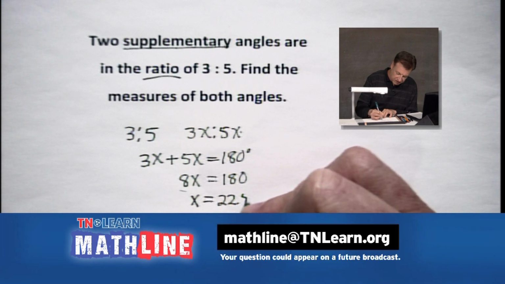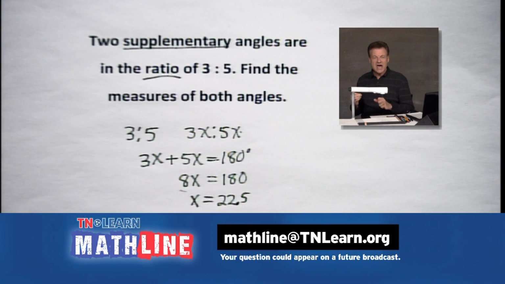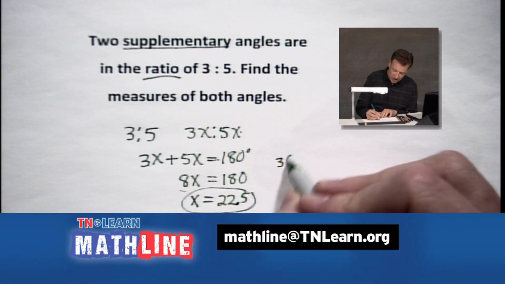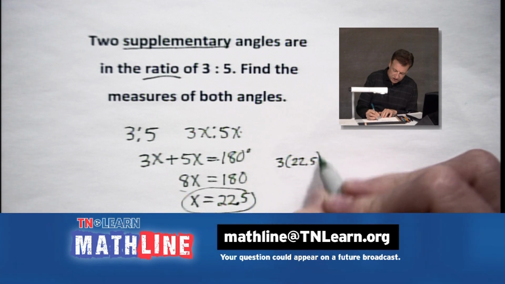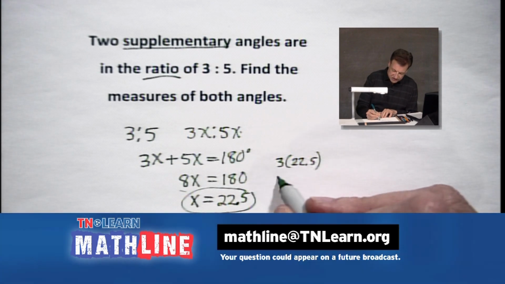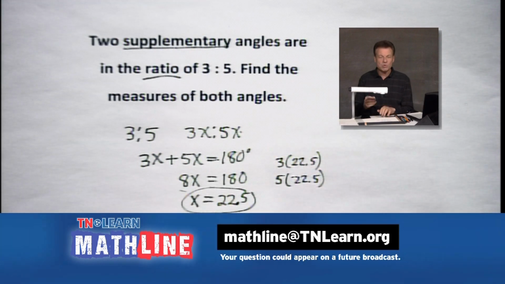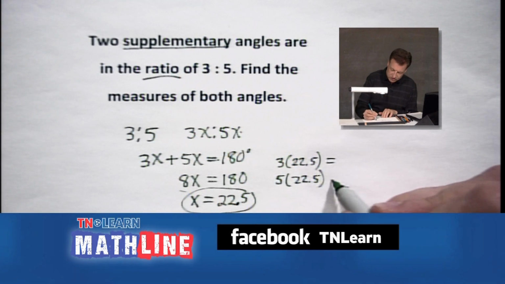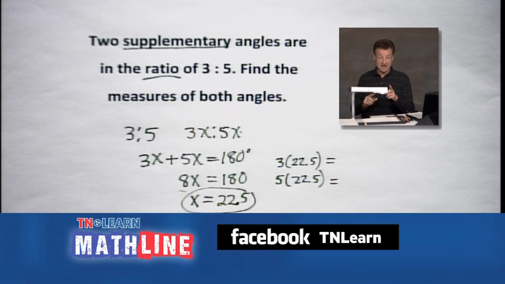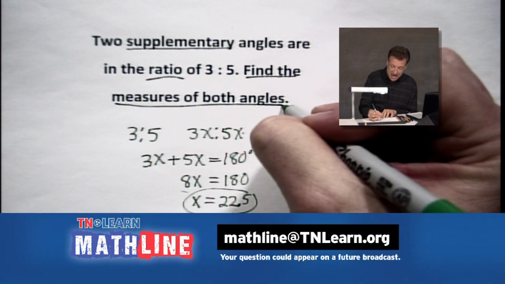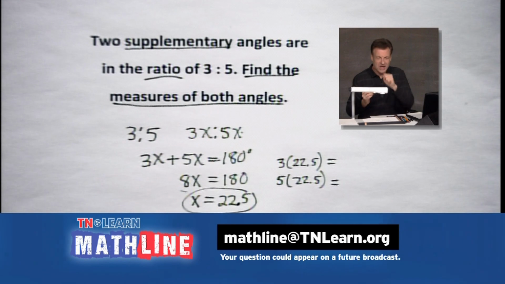Now, don't leave me here. That's not either of the angles. You see, that's what x equals. What am I interested in? I'm interested in what is 3 times 22.5. What is 5 times 22.5? Because that's what we're going to look for when we get these two numbers. We want them to add up to, you got it, 180. That's how we're going to check it. Plus the fact, the question is asking, find the measures of both angles.